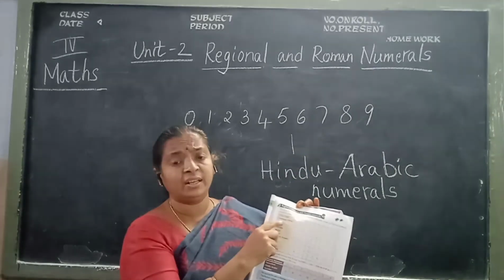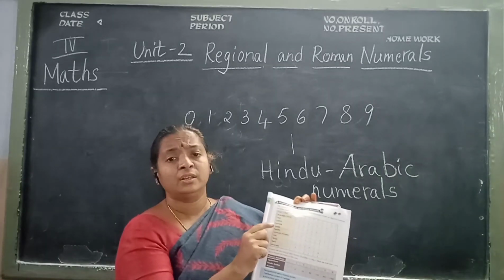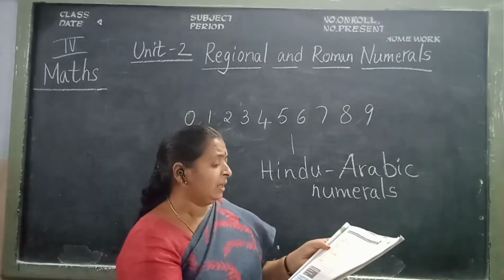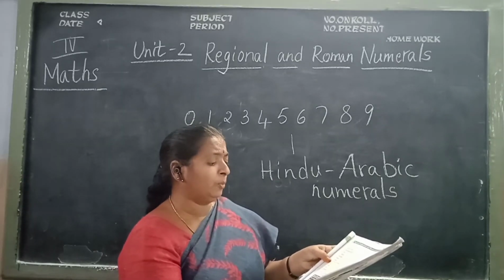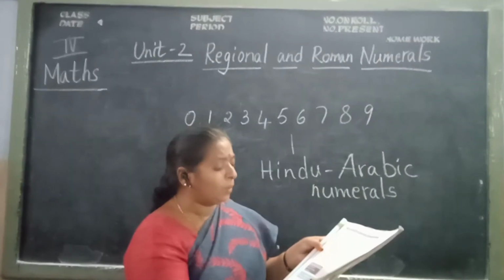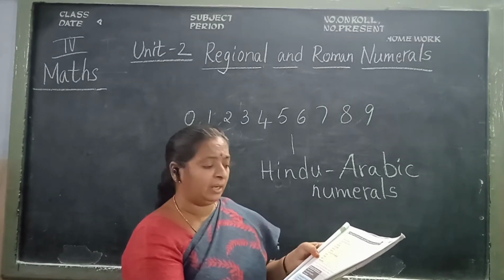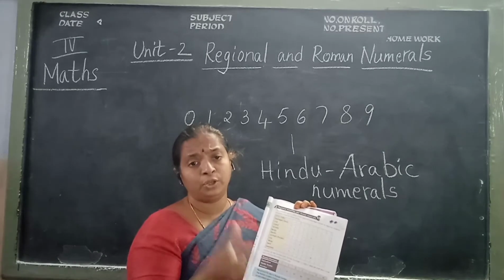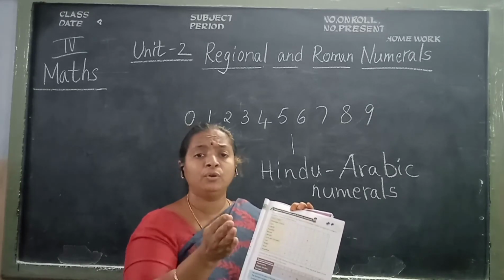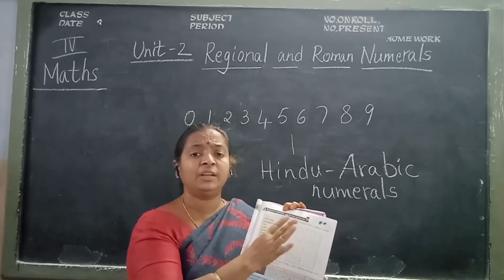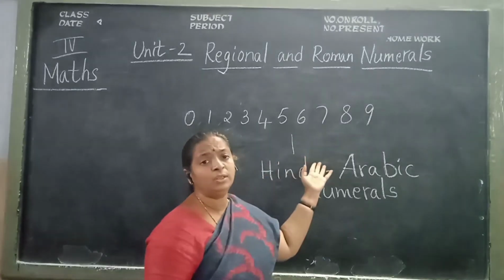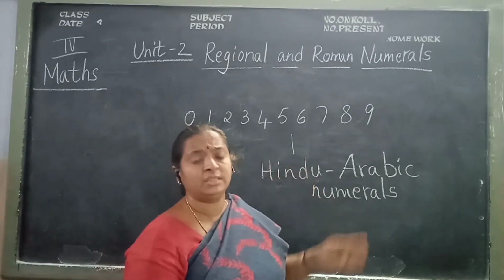Next one Devanagari, then Oriya, Gujarati, Kannada, Bangla, Marathi, Gurumukhi means Punjabi, Urdu, Telugu, Tamil and Assamese. These are called regional numerals. These are used in their states, children. We use these in all Indian systems.